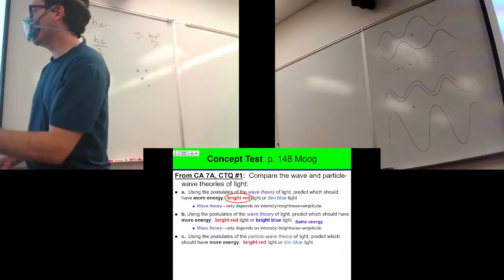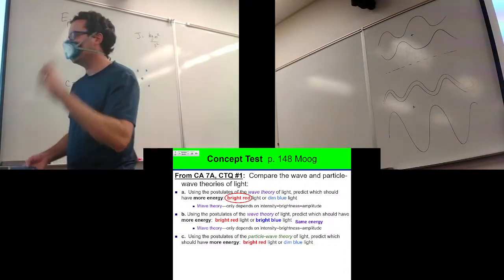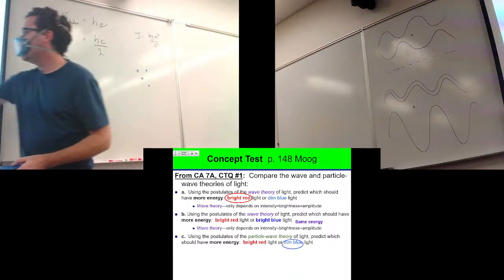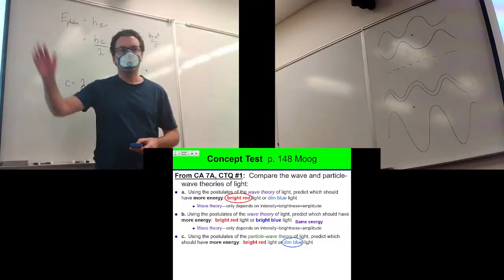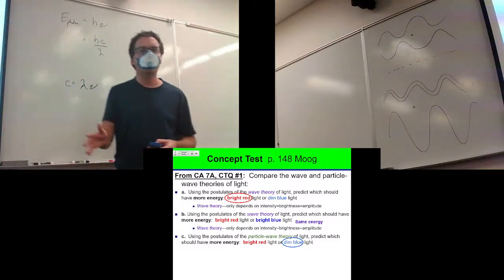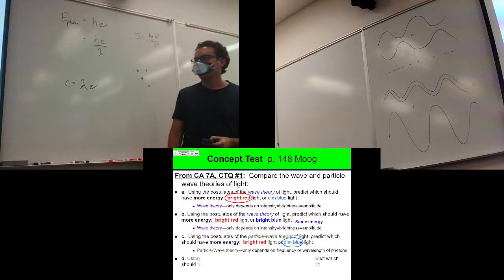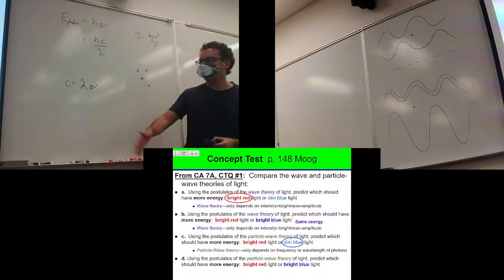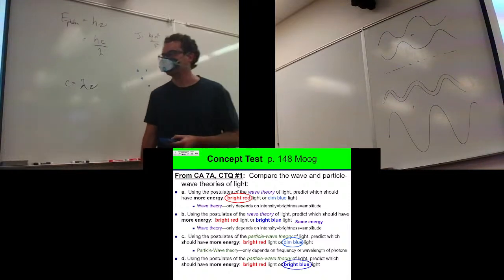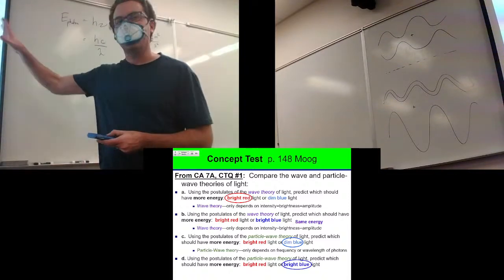So according to particle wave theory, when you combine them together, bright red light versus dim blue light, it doesn't matter if it was bright or dim, it's the blue part that matters. Blue light has more energy. And whether it's bright red or bright blue, they're not the same at all. It's still the blue one that has more energy. Okay? So that's the big distinction.